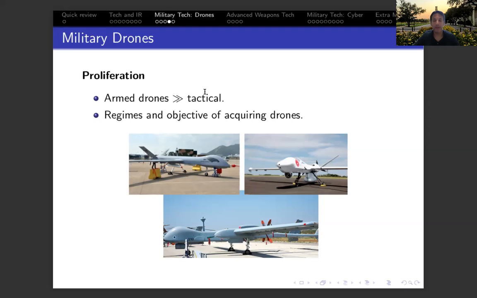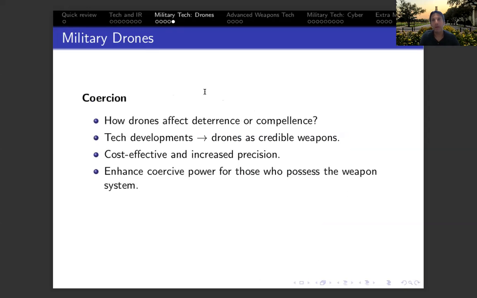Another way to apply this technology into discussions about theories of IR is thinking about that in the context of coercion. And the question is, how can we apply some of the basic theories of deterrence, coercion, compellence when we talk about tools such as drones?